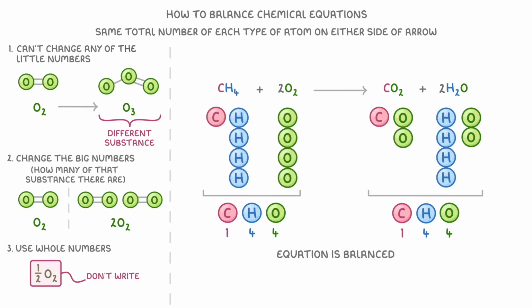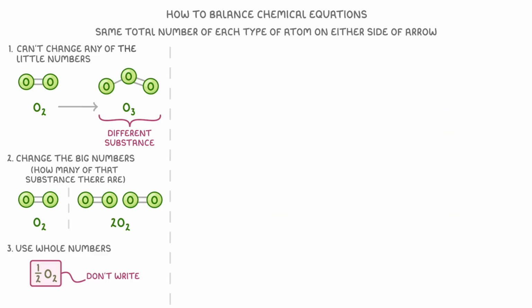In real life, you'll often have to go through a process of trial and error, but as long as you stick to the rules, you should be fine. Let's finish up then by trying one more example. Sulfuric acid plus sodium hydroxide goes to form sodium sulfate plus water.